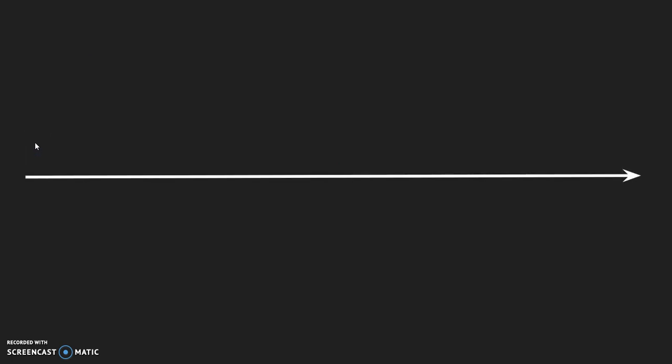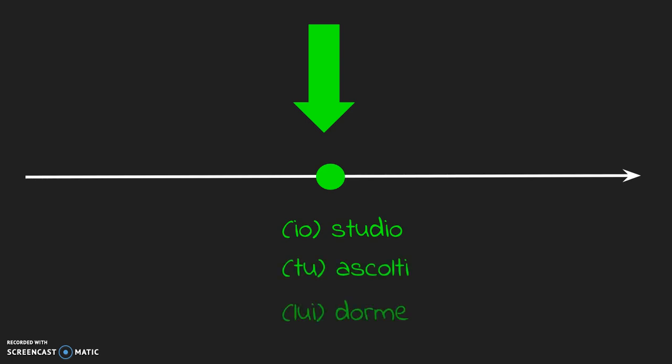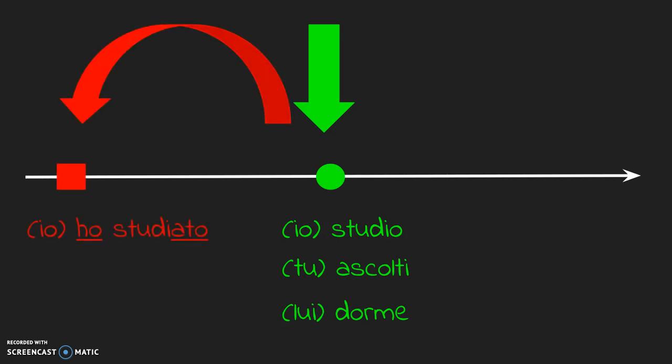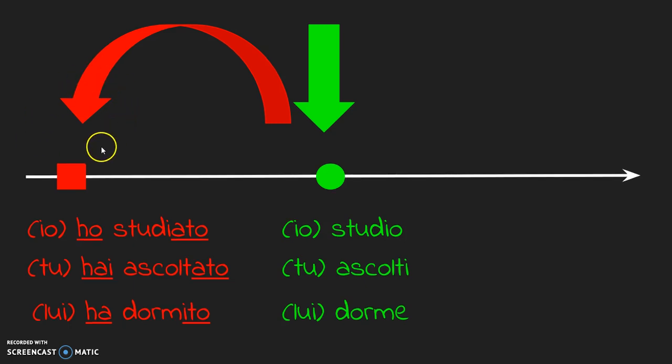So now we have the same timeline in Italian. Our present tense verbs, io studio, tu ascolti, and lui dorme. In the past, these verbs become io ho studiato, tu hai ascoltato, and lui ha dormito. As you can see, the passato prossimo has two parts.